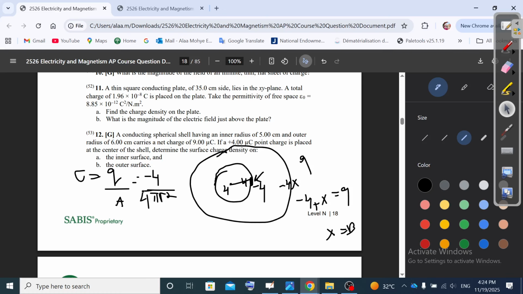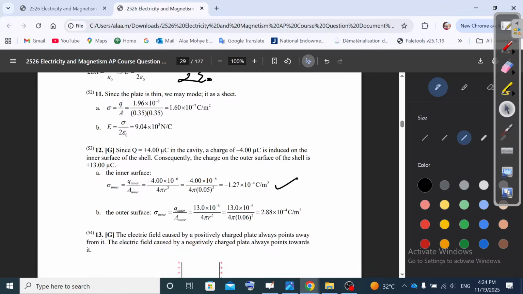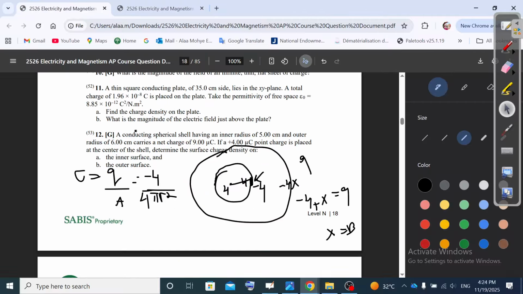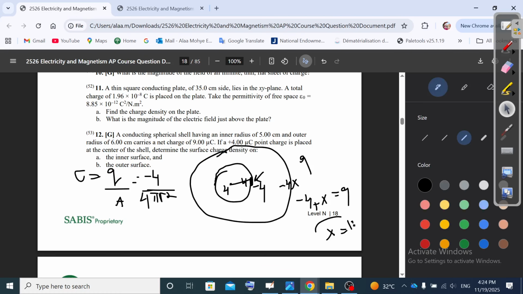So it's your minus 4 over 4 pi r squared, so plug it in on a calculator. Minus 4 over 4 times pi times the r squared, which here would be 0.05 squared. So you get minus 127 whatever. Minus that. Okay? And don't forget obviously to convert the units. Then the outer surface, as we said, is 13. So it's 13.